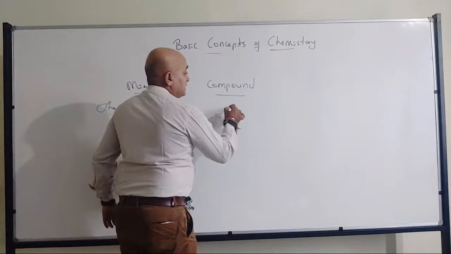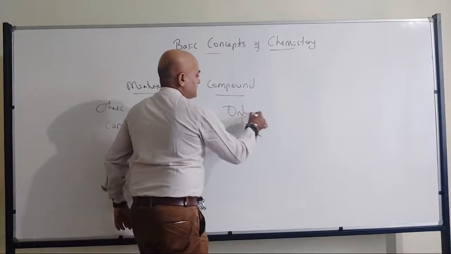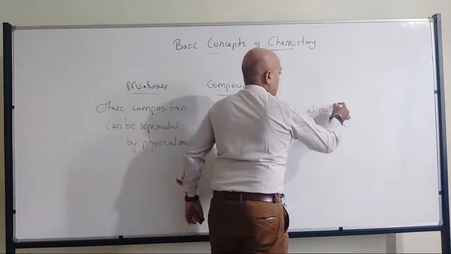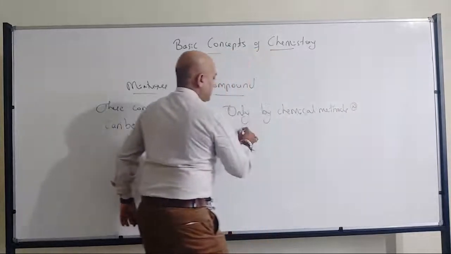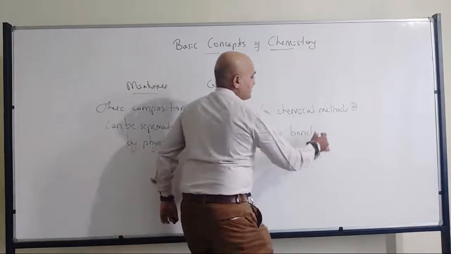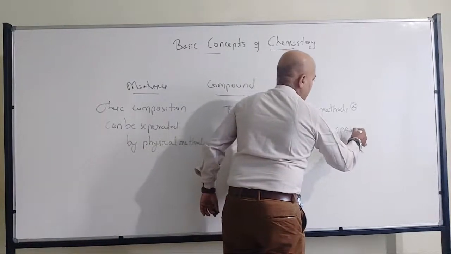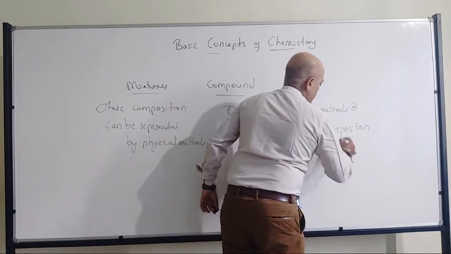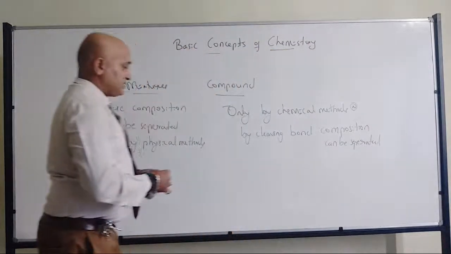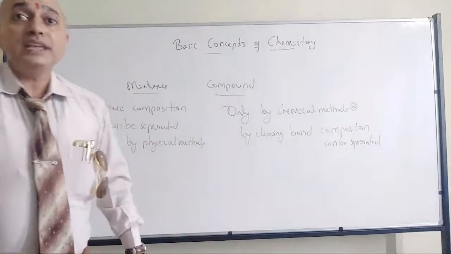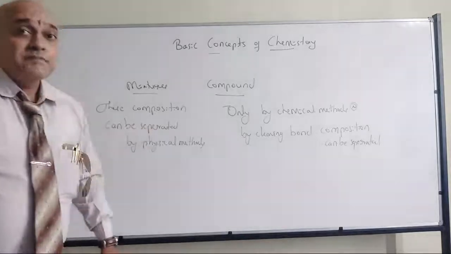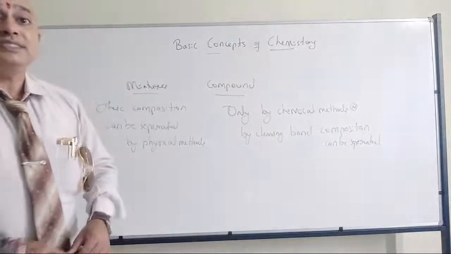But here, only by chemical methods, or by cleaving the bond, the composition can be separated, or elements can be separated. That's where we have the difference. Composition means I am talking about the elements, individual atoms, whichever is there. So in a mixture, composition means those individual molecules which are combined with each other.